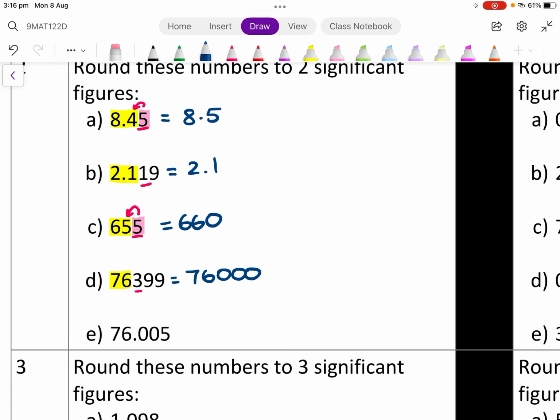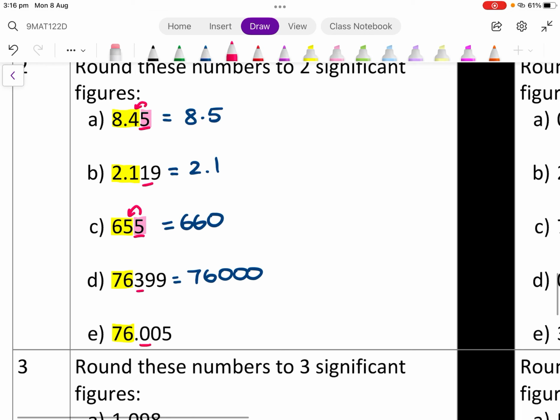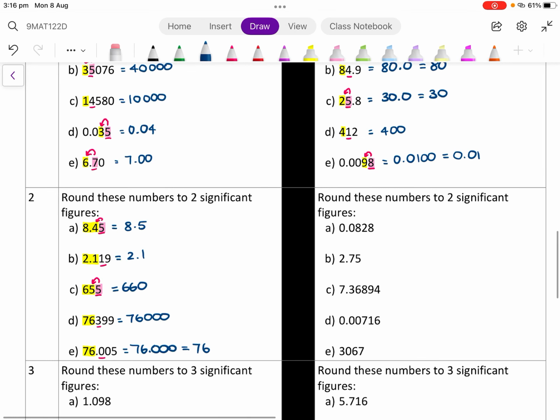And lucky last, we have our 76 as our 0.005, so our 76 is our first two significant figures. The 0 behind it does not round up, so our answer will just be 76.000, which we can just write as 76. Pause the video and have a go at the you do section of question 2.